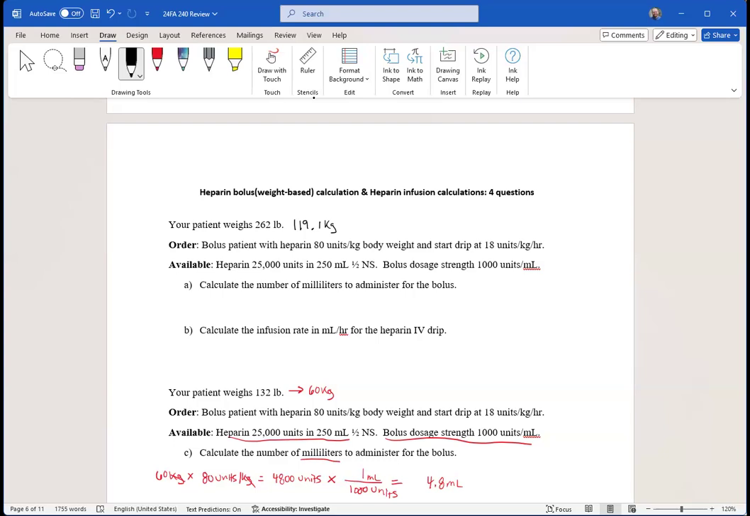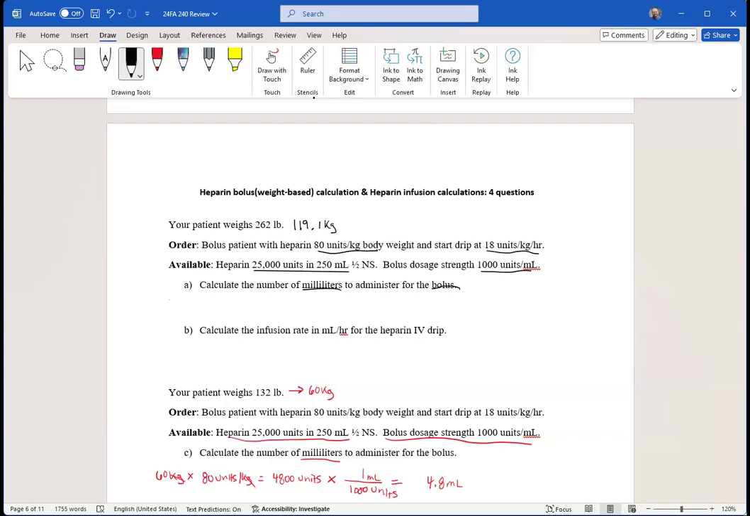It tells us to bolus the patient with 80 units per kilogram body weight and to start an infusion at 18 units per kilogram per hour. And it says that we have 25,000 units in 250 ml, and we have a bolus dose available of 1,000 units. The first question is, what is the milliliters for the bolus? And so let's figure that out.